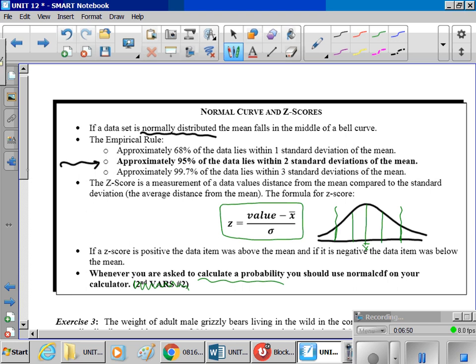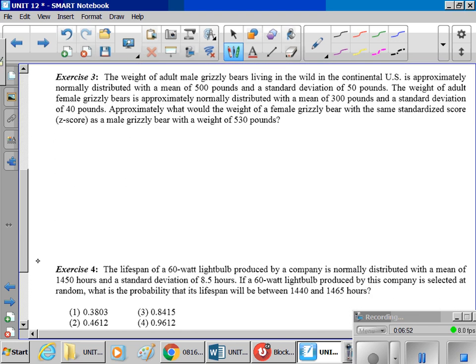So exercise 3. The weight of adult male grizzly bears living in the wild in the continental United States is approximately normally distributed with a mean of 500 pounds. So this is important: normally distributed, mean of 500 pounds, and a standard deviation of 50.